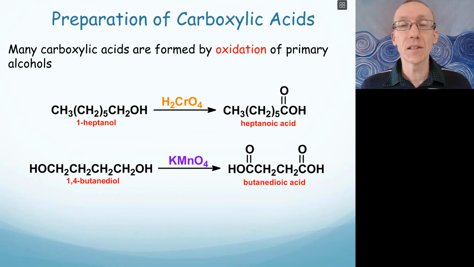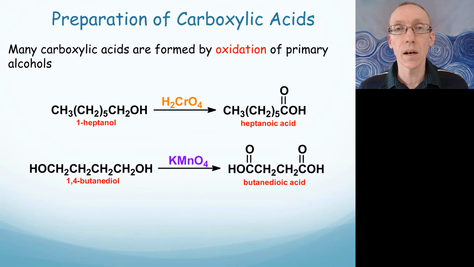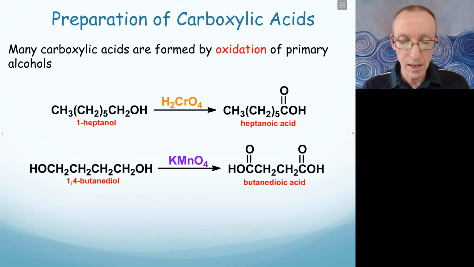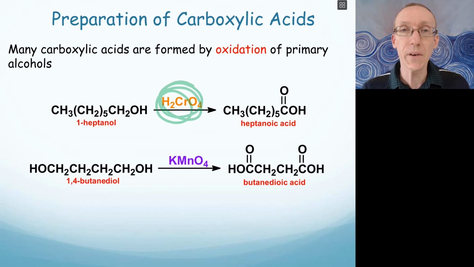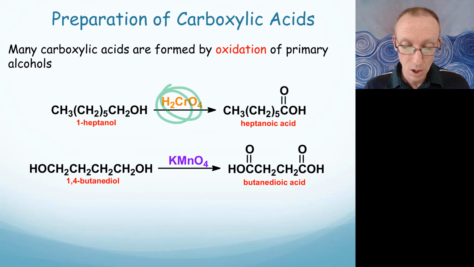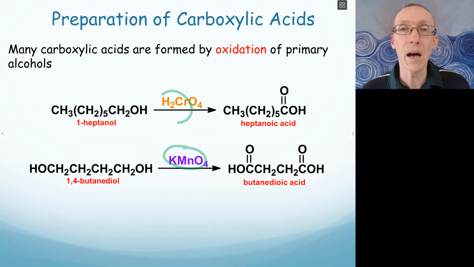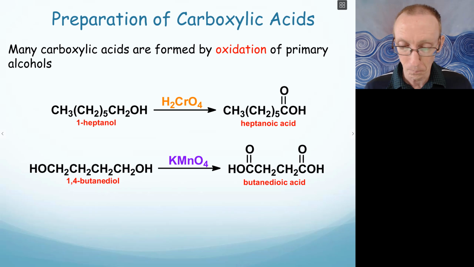To make carboxylic acids, a very common way to do that is to oxidize a primary alcohol, and you can use chromium-6 reagents. Even though they're carcinogenic and quite toxic, they're also very effective at doing these types of oxidations. Or you can also use other oxidants such as potassium permanganate.